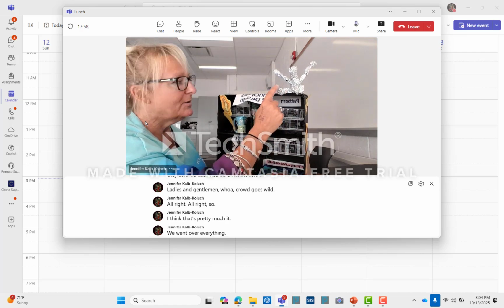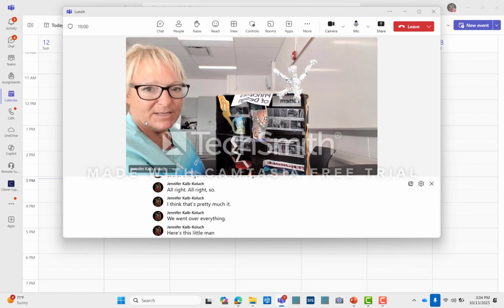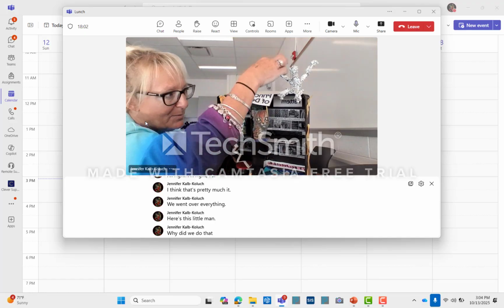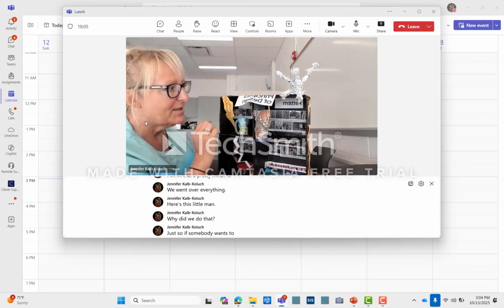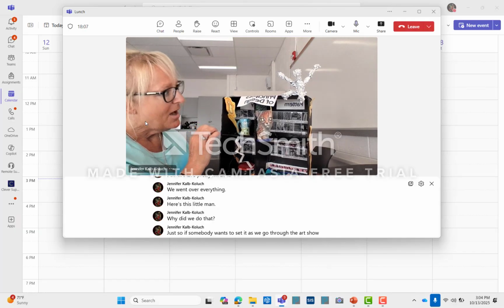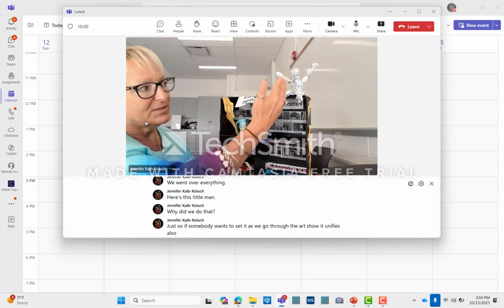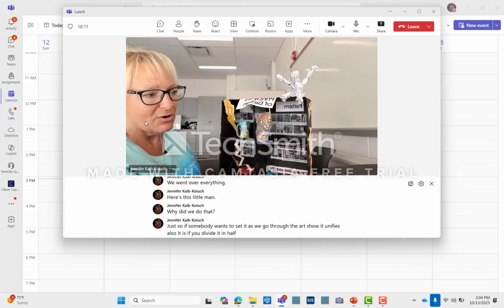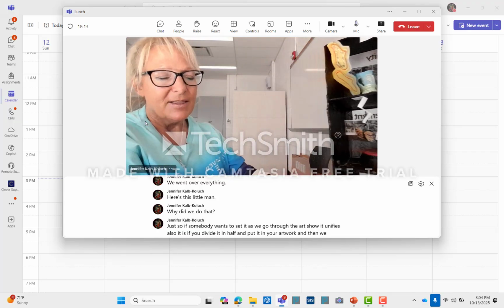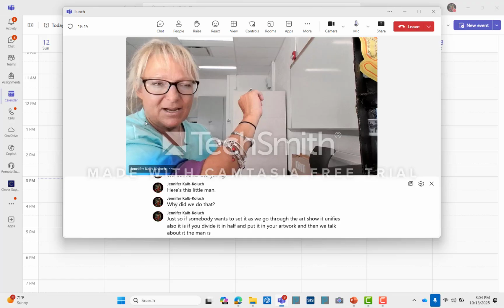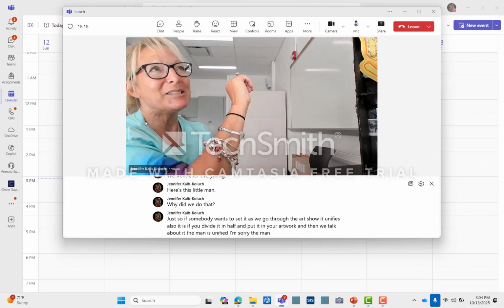Here's this little man. Why did we do that? Just so if somebody wants to set it as we go through the art show, it unifies. Also, if you divide it in half and put it in your artwork and then we talk about it, the man is unified. I'm sorry, the man is symmetrically balanced.